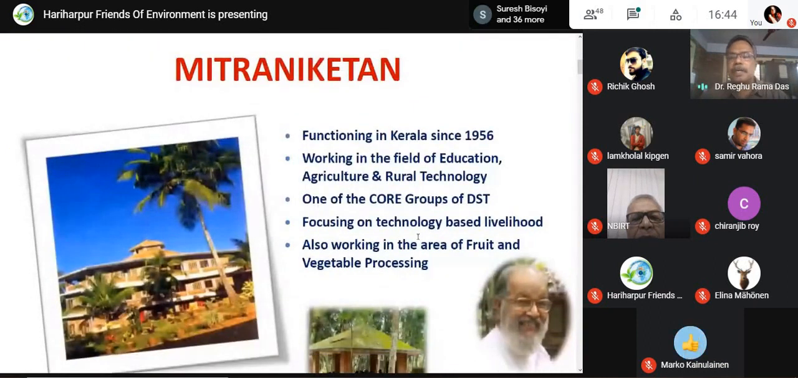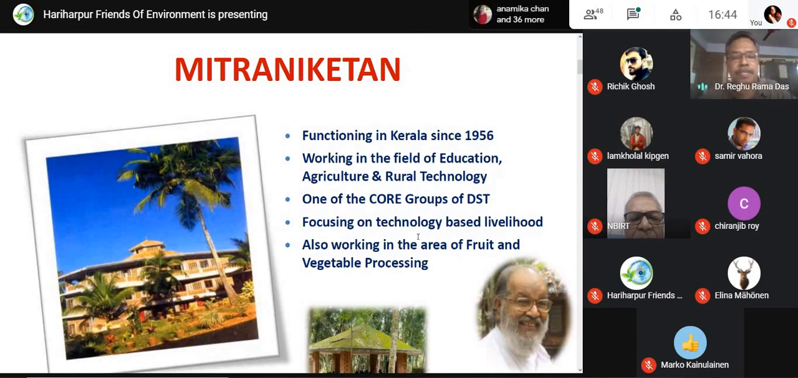Mitra Niketan is the host organization. This is located at the most southern tip of India. We have started functioning since 1956. Primarily, we are working in the area of education, agriculture, and rural technologies.